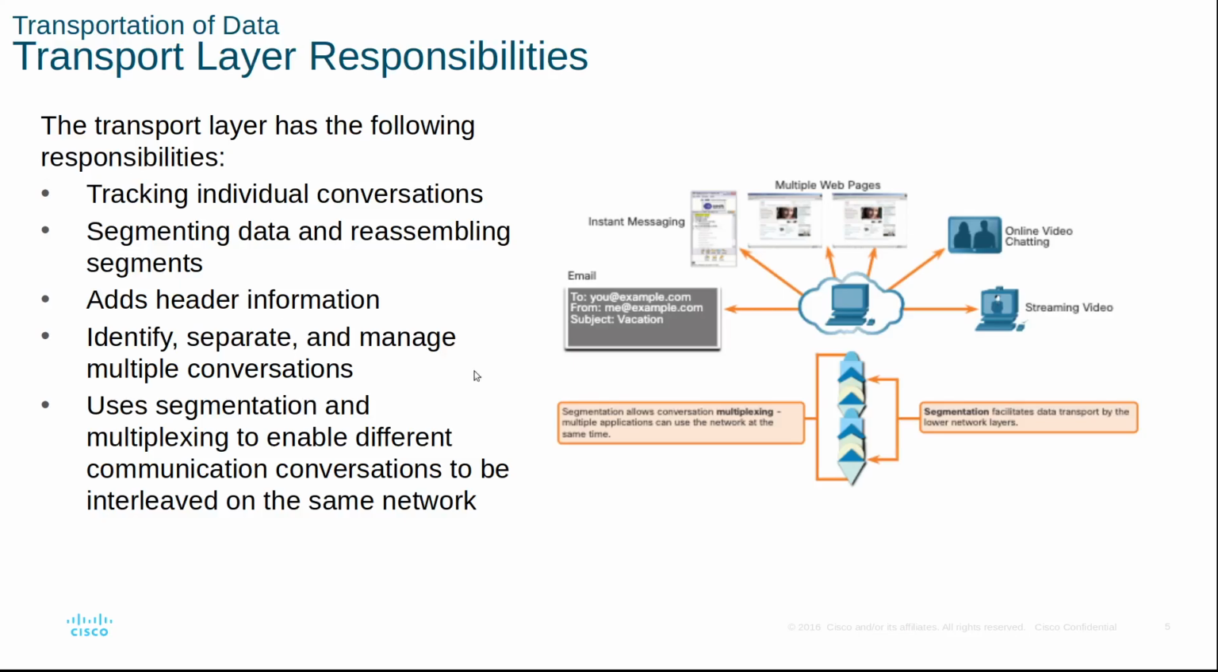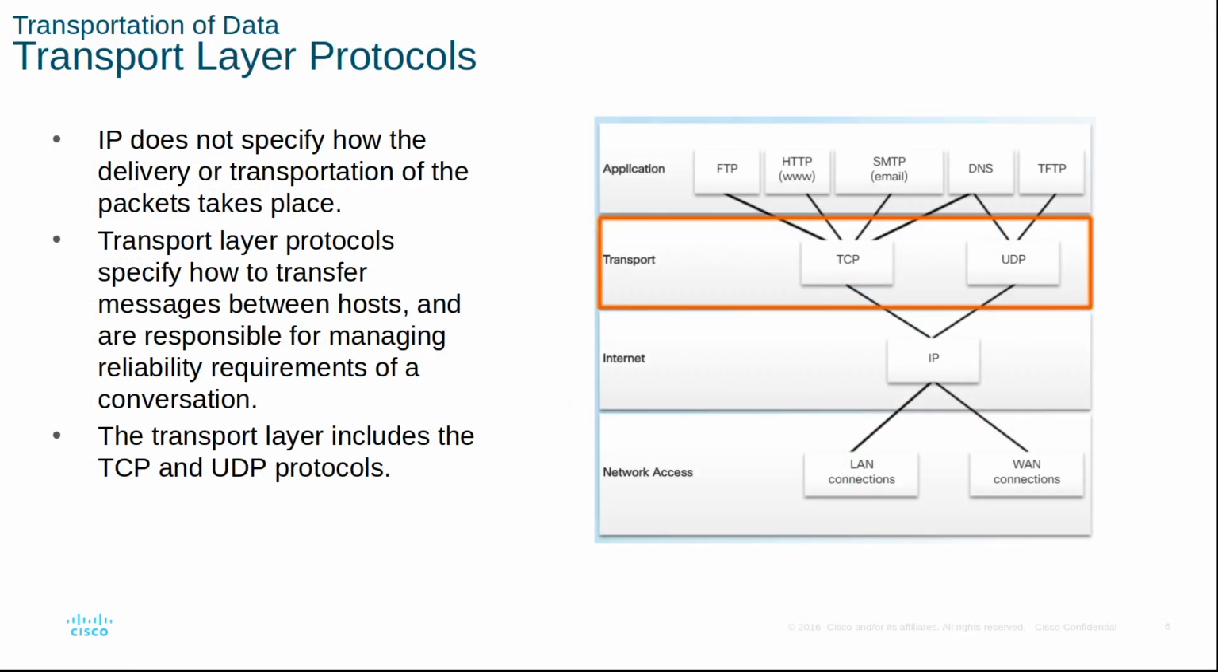You've got a PC. It could be browsing multiple web pages at the same time while streaming a video, maybe chatting online, maybe doing some instant messaging, and maybe email, right? All of these different applications are going out over the same network media. How do all the packets make it to the right applications? Transport layer does that. Transport layer does all of that.